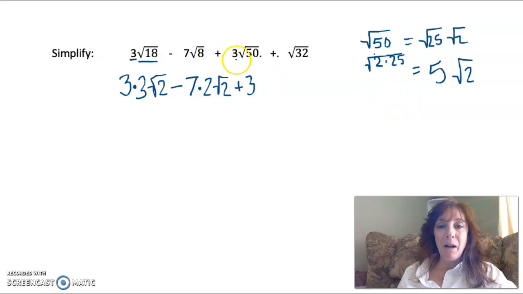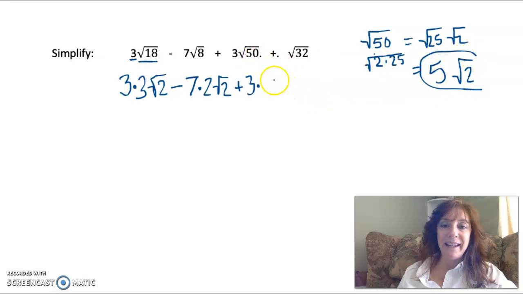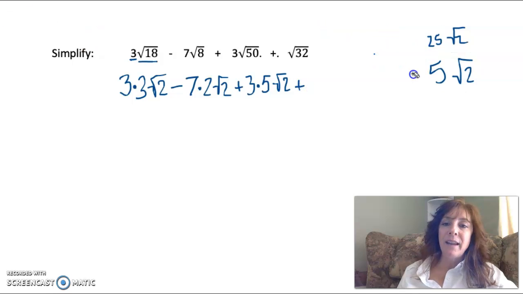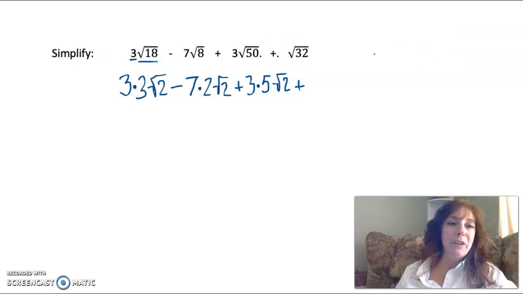I come back to my problem. I already wrote my 3 as a coefficient. It's going to be multiplied times whatever the square root of 50 is. Well, we found that the square root of 50 is 5 times the square root of 2. The last term is the square root of 32. So let's erase and make some room and find that square root of 32.